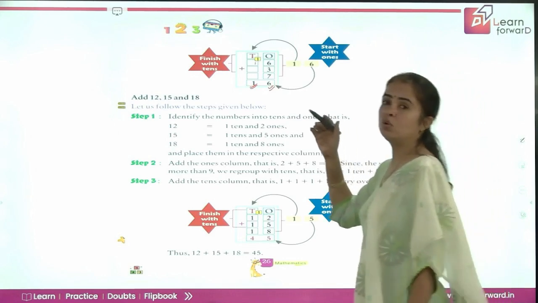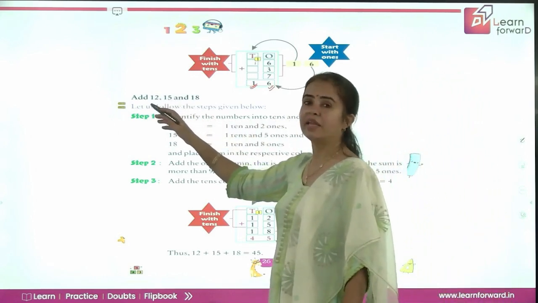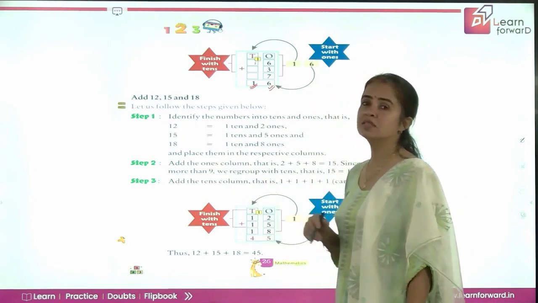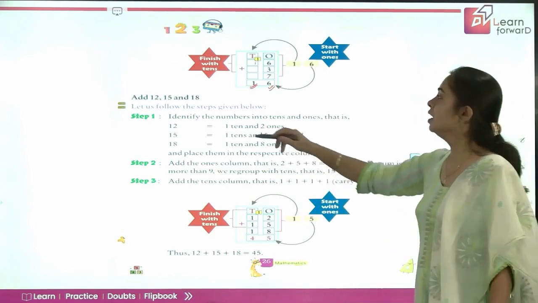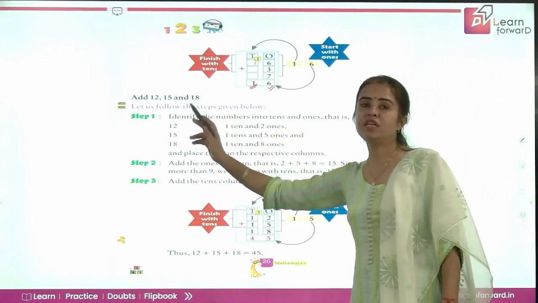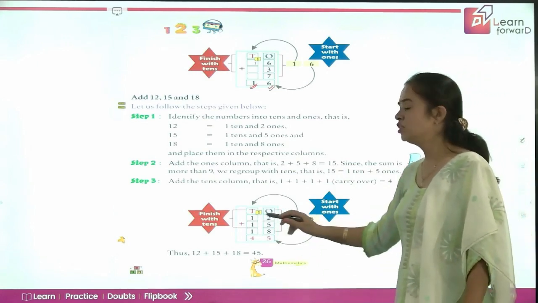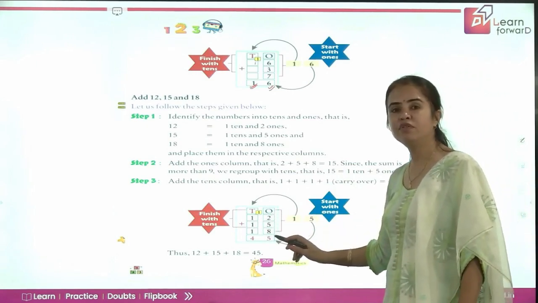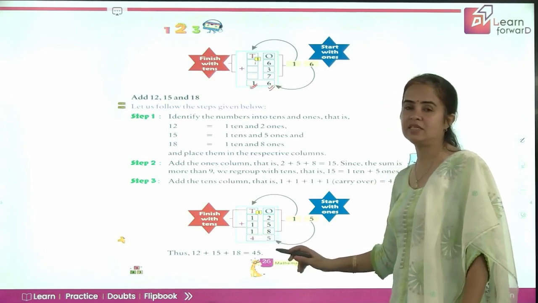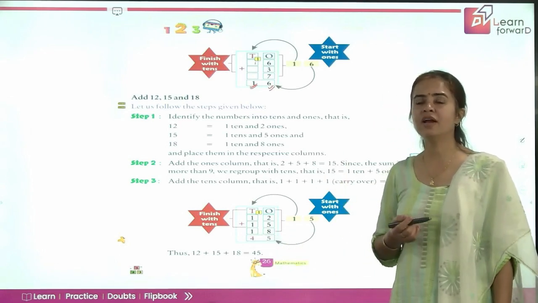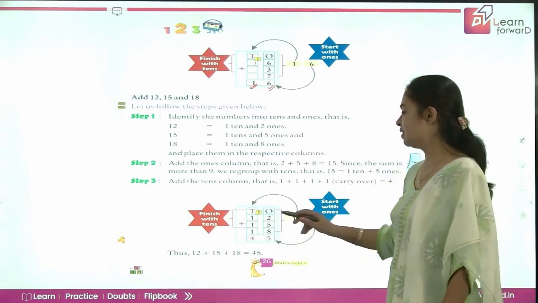If you have 2-digit numbers, again we will use the same process, write the digits at proper places. The numbers are 12, 15 and 18. So let's write them perfectly here. 1, 2, 12, 1, 5, 15 and 1, 8, 18. So from where are you going to start? From the ones place. Let's add.